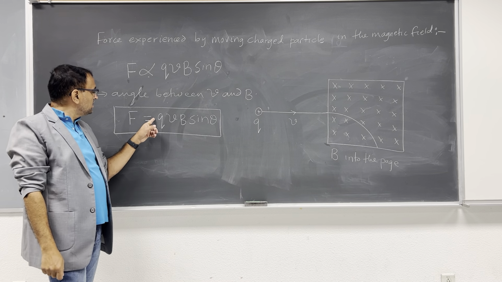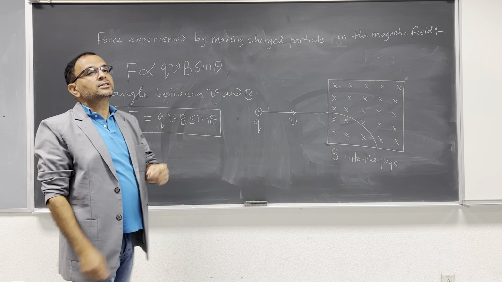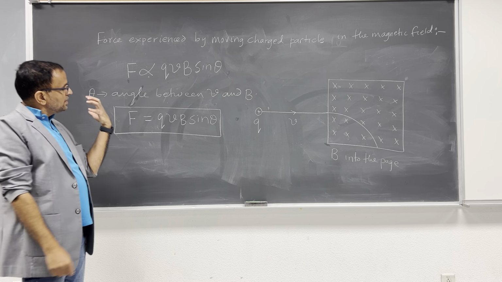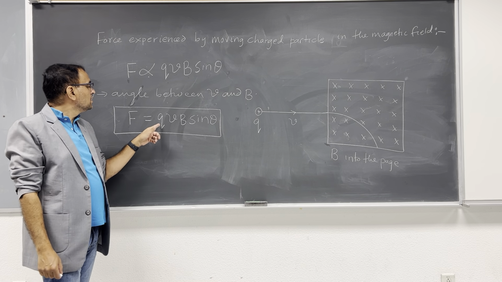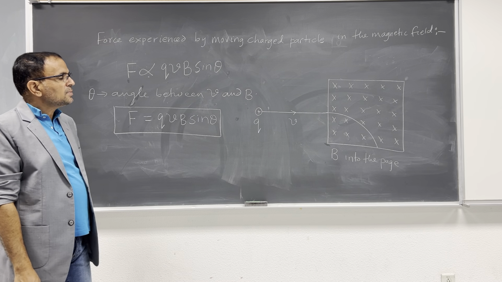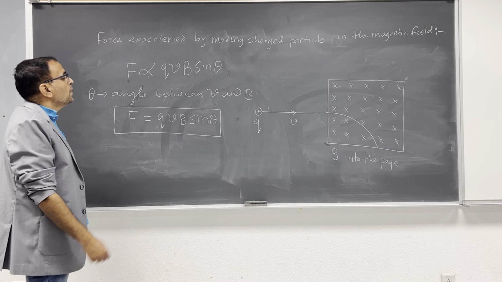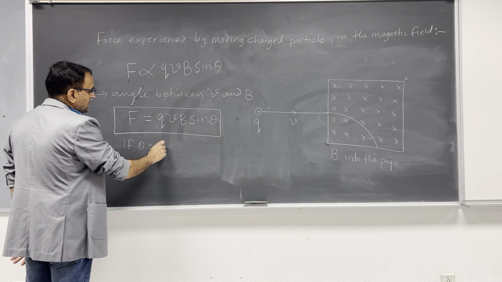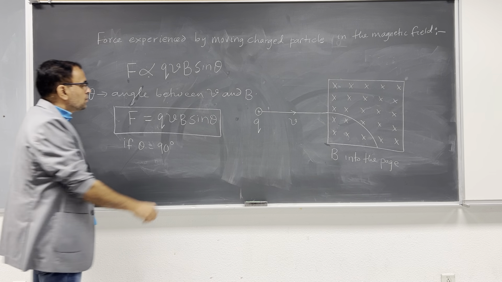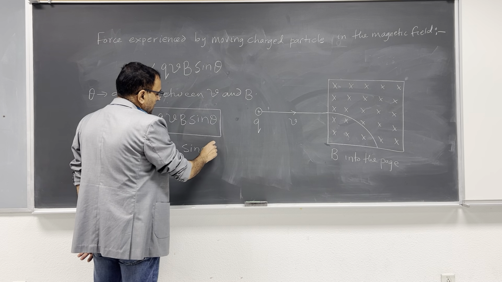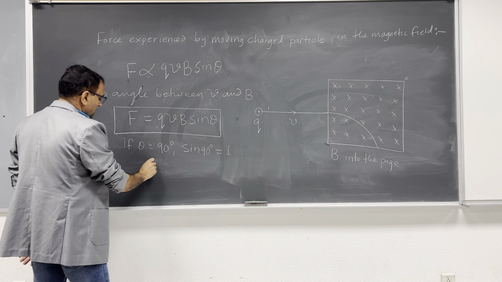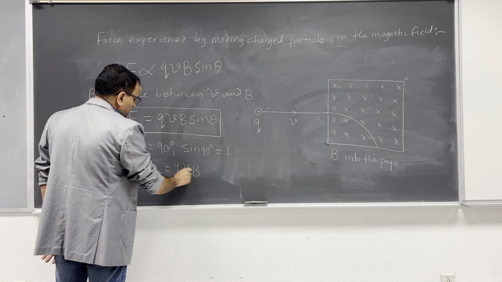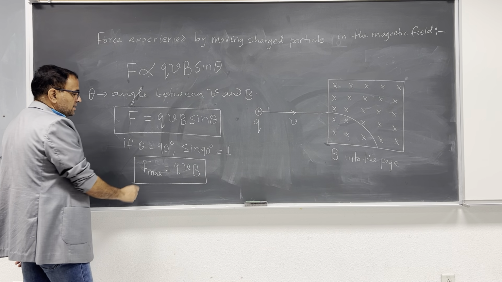Here you would put a constant, but in this case the constant is 1, so it is not necessary. So simply this is the force exerted by the magnetic field on the charged particle, QVB sine theta. Kind of similar to the previous case. Now, when do you get the maximum force? If theta equals 90 degrees, then sine 90 degrees equals 1, and you get the maximum force QVB. This is the maximum force experienced by the charged particle.